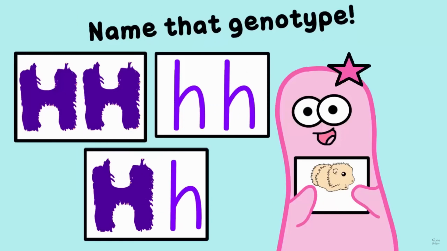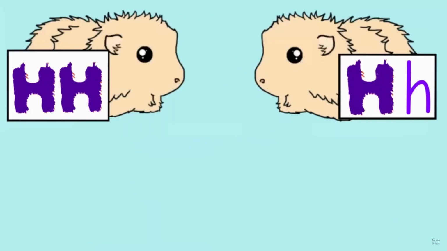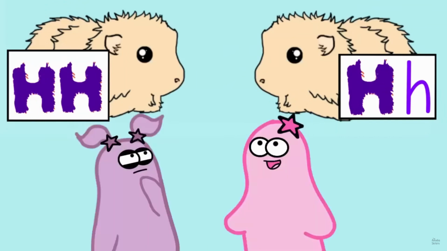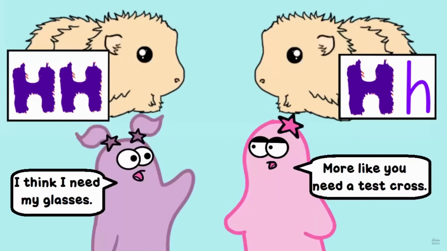If I were to show you a guinea pig with hair, would you know its genotype? Well, you would know it's not little h, little h, because if it was, then it would be hairless. But remember, a guinea pig with hair could be big H, big H, or big H, little h. We don't really know. We could do a test cross to eventually determine this, but you can't tell just by looking at the guinea pig.